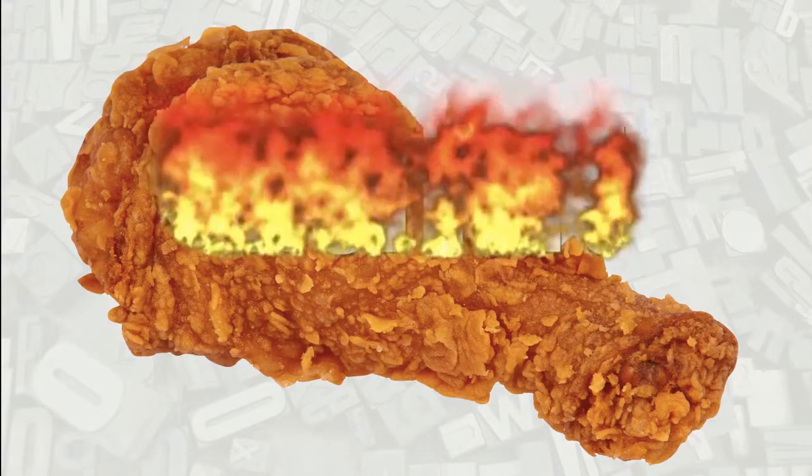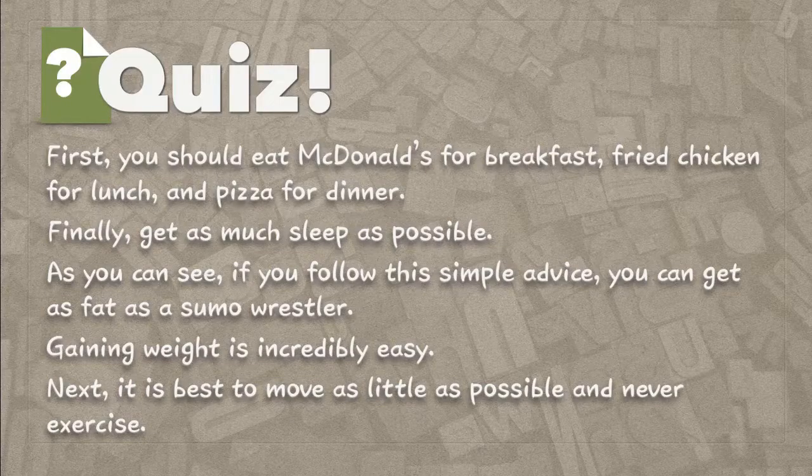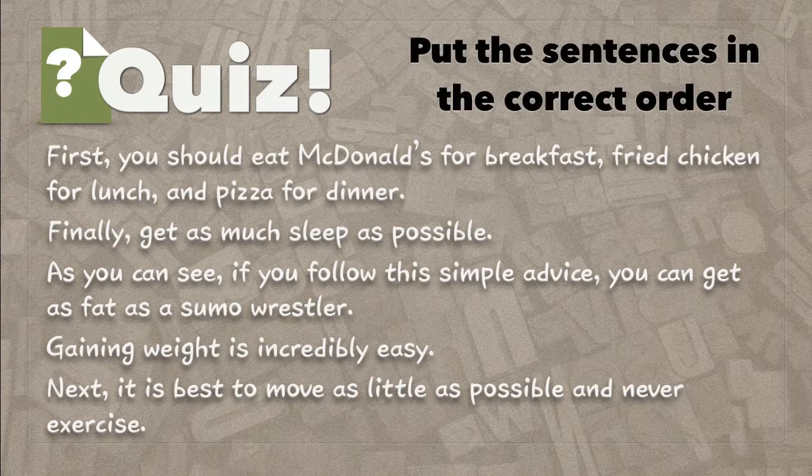So, it's quiz time. Here we have 5 sentences that are not in the correct order. I want you to put these sentences in the correct order. But let's read these sentences first. At the beginning, first, you should eat McDonald's for breakfast, fried chicken for lunch, and pizza for dinner. Finally, get as much sleep as possible. As you can see, if you follow this simple advice, you can get as fat as a sumo wrestler. Gaining weight is incredibly easy. Next, it is best to move as little as possible and never exercise.